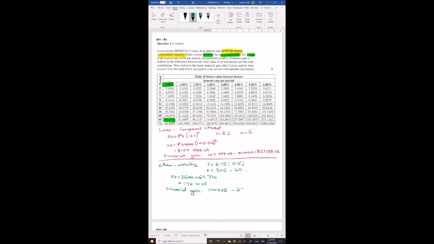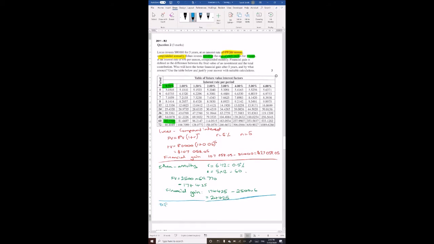So he's made 60 payments of the 2,500. So his total gain is 24,425. Now we want to know what the difference is. So the last thing we need to do is just work out the difference.